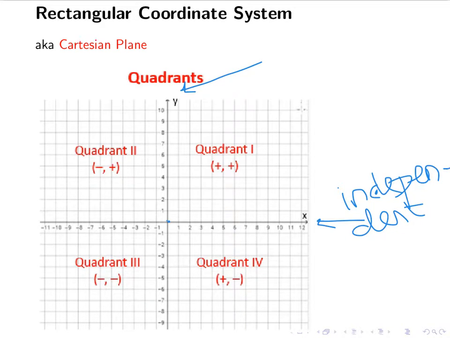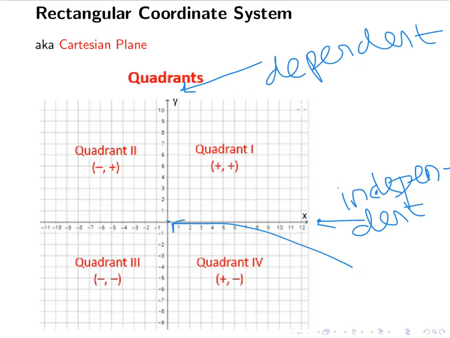The vertical axis is the y-axis, or the dependent axis. It is also a number line centered at 0. As you go up, you get larger and larger, and as you go down, you get more and more negative. So these two axes intersect at 0, 0, which is called the origin.